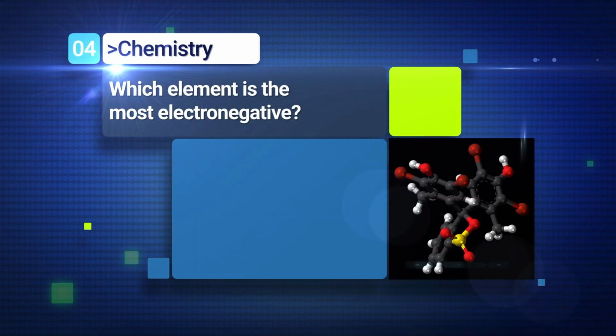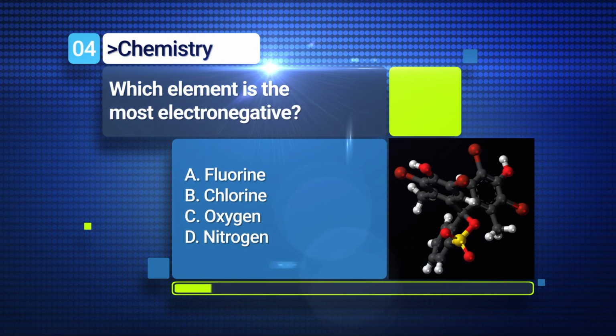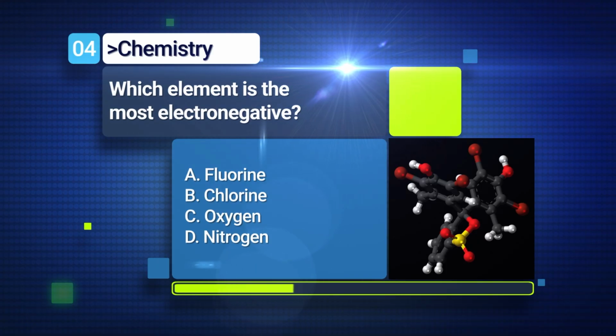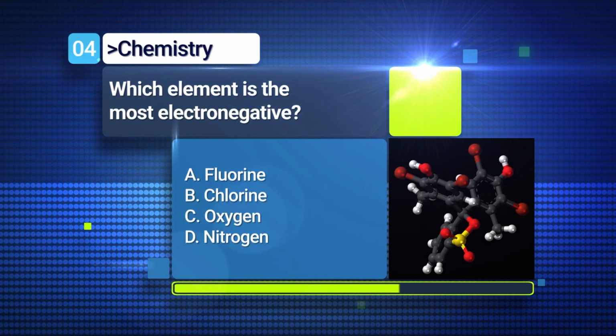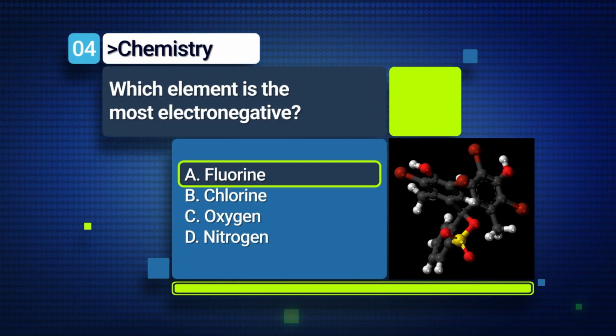Question 4. Which element is the most electronegative? A. Fluorine. B. Chlorine. C. Oxygen. Or D. Nitrogen. The answer is A.